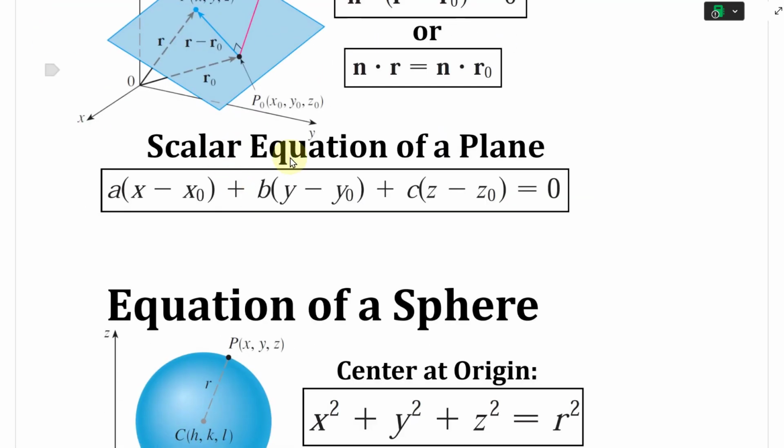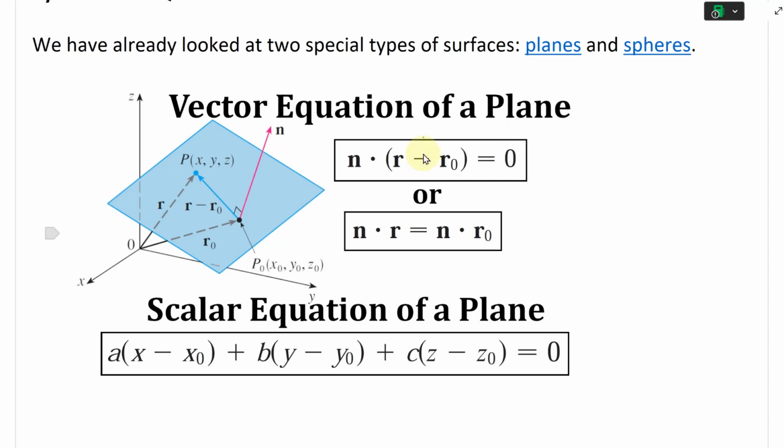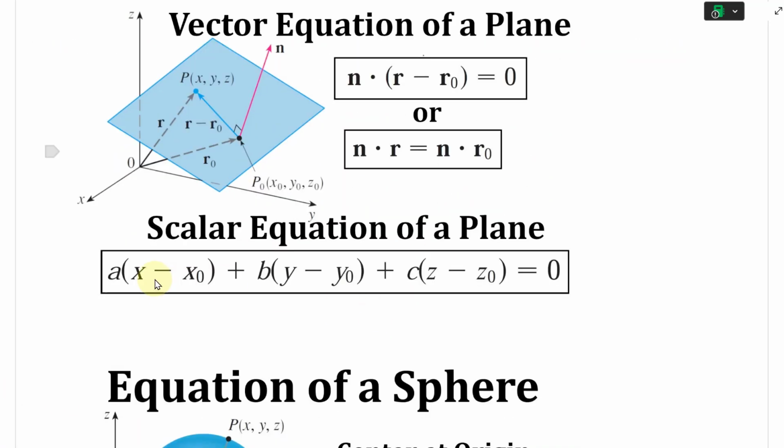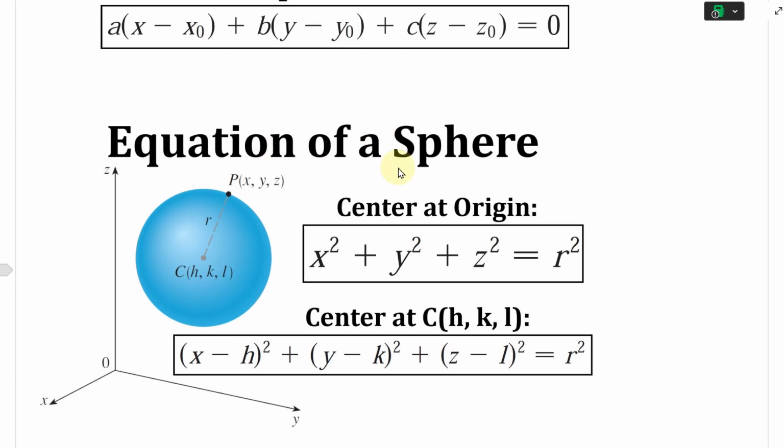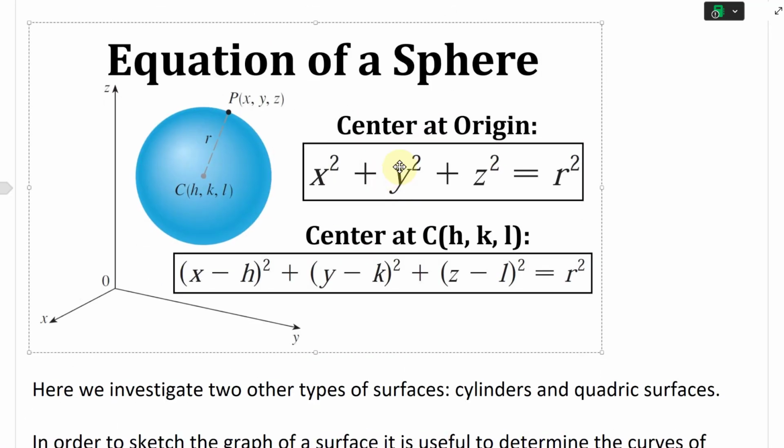And then the scalar equation of a plane, you can write these out without vectors, and it's going to be like this: a times x plus b times y plus c times z, and this is assuming that this point is on the origin, and that equals 0. So then the equation of a sphere, to recap, if you have a center at the origin, the equation is just going to be x squared plus y squared plus z squared equals r squared.